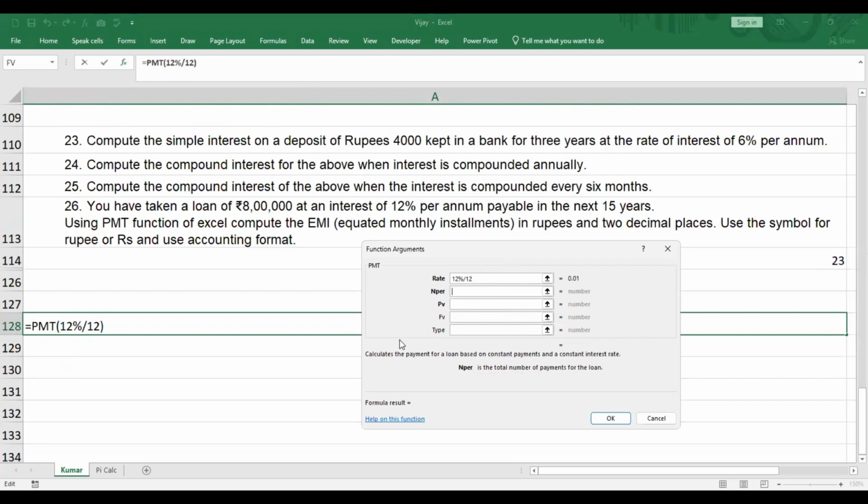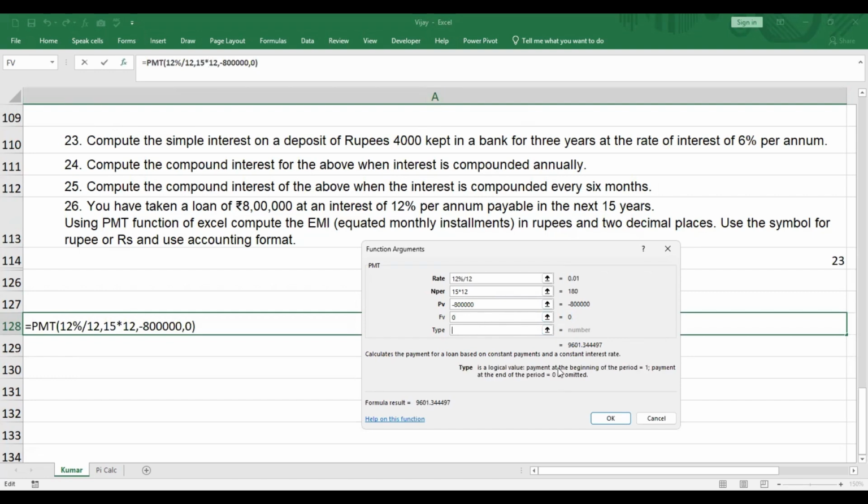Nper is the total number of payments for the loan. It was 15 years and we are paying monthly, so 15 into 12. Present value, how much loan you have taken? You are taking a loan of 8 lakh rupees. Now here one trick is that you put a minus sign here so that our EMI comes out positive. If you don't put minus, you'll get the EMI as negative. Future value, we want to finish off the entire loan, so future value is going to be 0.